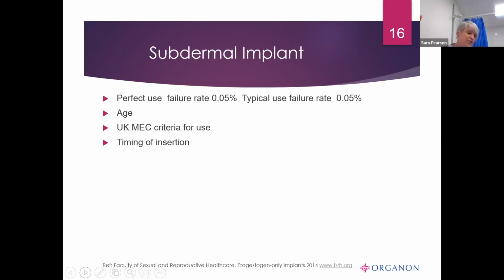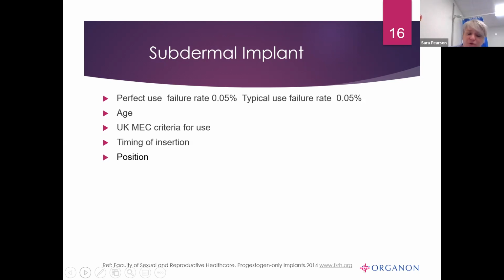Time of insertion. We can fit the implant anytime within the cycle, providing we are reasonably sure there is no risk of pregnancy. Obviously, if it's outside menstruation, it will be condoms for 7 days. Postnatally, it can be fitted off license. If you've got somebody postnatally or post-termination, it can be fitted straight away. It's not happening all of the time, but it's there if you've got somebody you're concerned about, and you worry that they're not going to address their contraceptive needs when they get discharged.